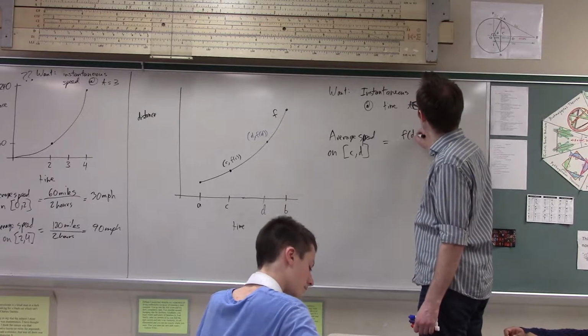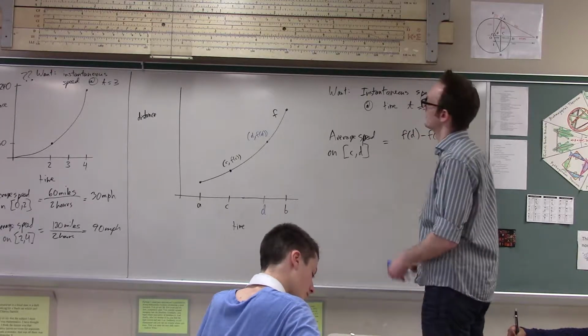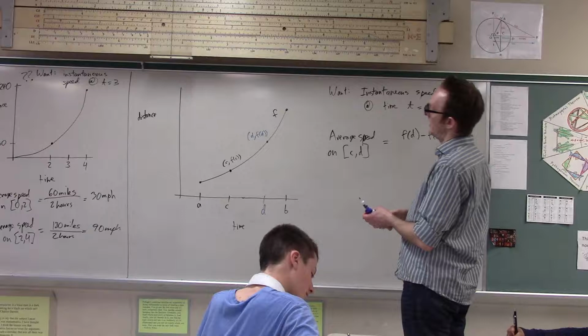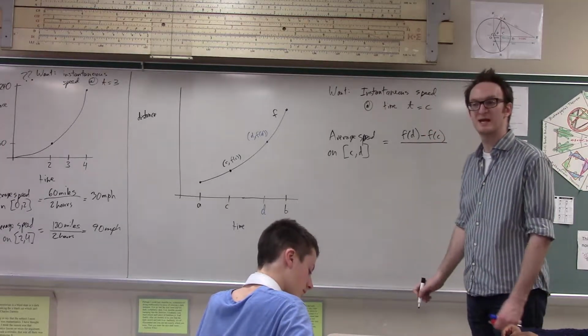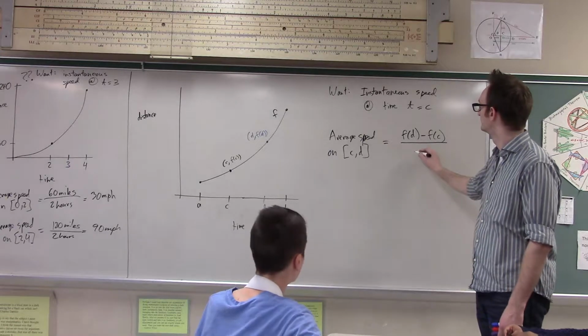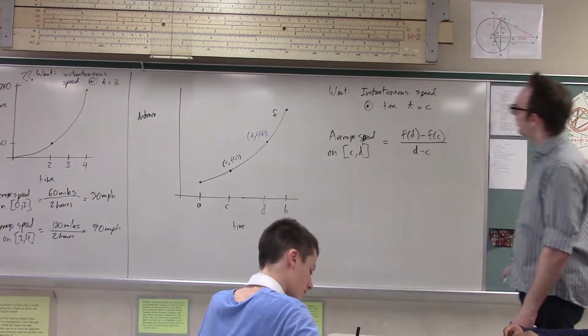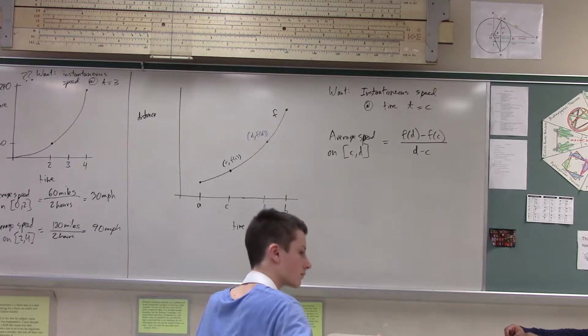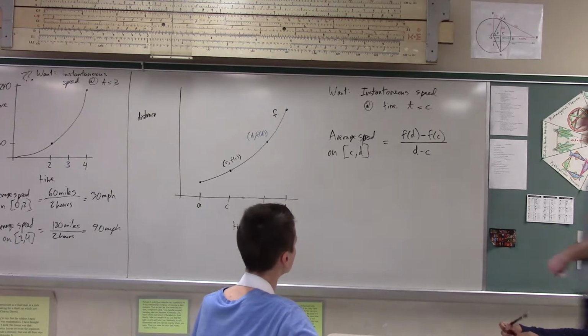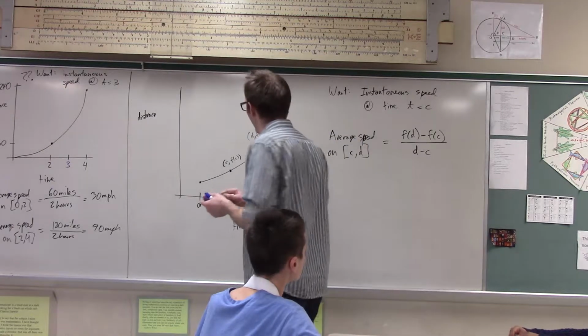Yeah, f of d minus f of c. And what is the total time that has elapsed? D minus c. All right. Does this look familiar to you at all? This thing? It's like rise over run. Yeah, this is supposed to remind you of slope.